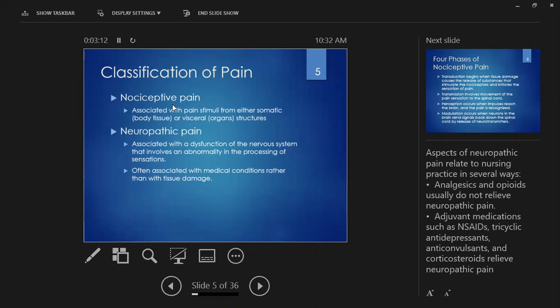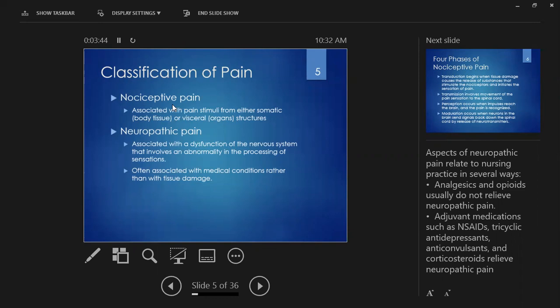Nociceptive pain. Nociceptive pain is pain associated with pain stimuli from either a somatic, like a body tissue pain, or a visceral, or organ, pain. So those are actually two branches inside of nociceptive pain. Nociceptive pain can either be somatic or visceral. Remember, somatic is going to be cutaneous, superficial, like a skin or subcutaneous tissue pain.